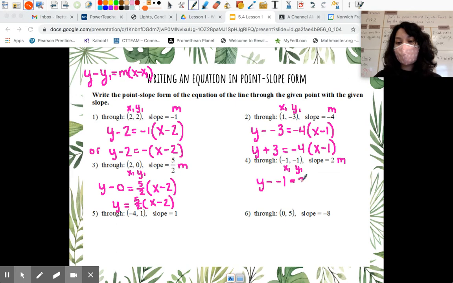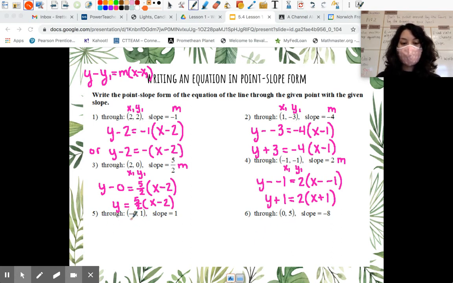And then I'm going to write equals 2, open parentheses, x minus, and then my x1 value is a -1. So the only thing that I can simplify here are the 2 double negatives, which we should simplify. We never leave a double negative. We always simplify them to plus signs.